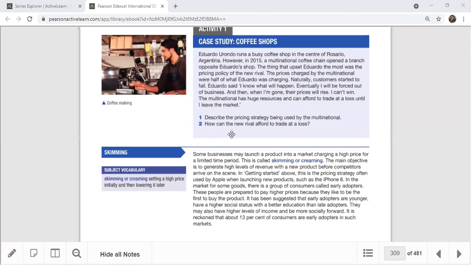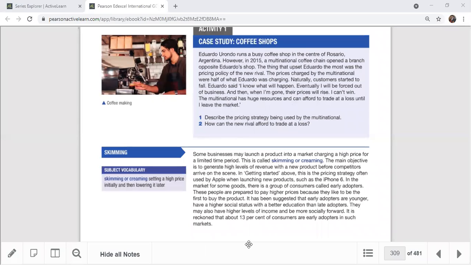How can the new rival afford to trade at a loss? Because it's a multinational firm, they can afford those losses for a couple of months or even a year, because they have a lot of profits. As mentioned in the case study also, the MNC has huge resources and can afford to trade at a loss until I leave the market. So that's the answer.